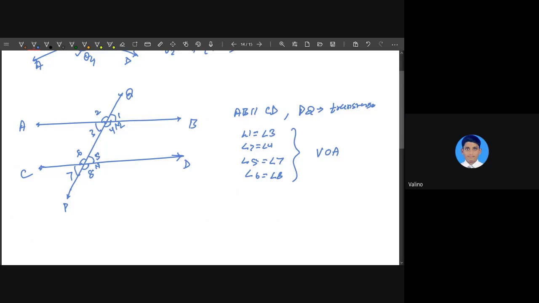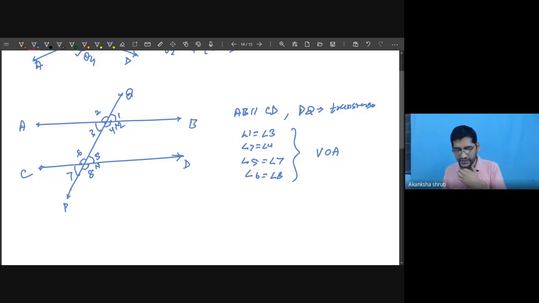Vertically opposite. Good. So this is the vertically opposite relation. But considering the two parallel lines, we have some other relations. What are they? They are like this.